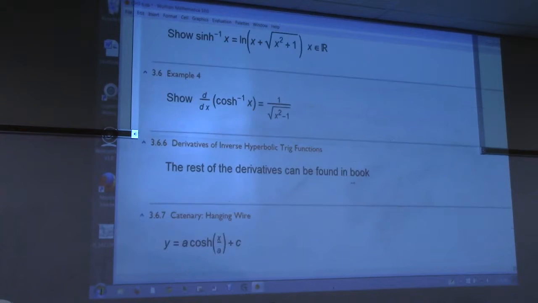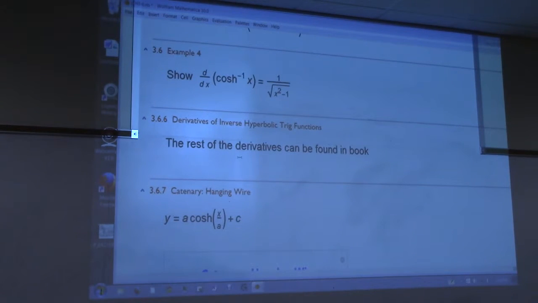Now, the rest of the derivatives can be found in the book. I don't remember what page they're on, but they're on your formula sheets too. You should have a section in your formula sheets that has all the trig functions, all their derivatives, all the inverse trig functions and their derivatives, all the hyperbolic trig functions and their derivatives, all the inverse hyperbolic trig functions and their derivatives. That should all be on a sheet in your formulas, all right? So now you know where to go to find it.